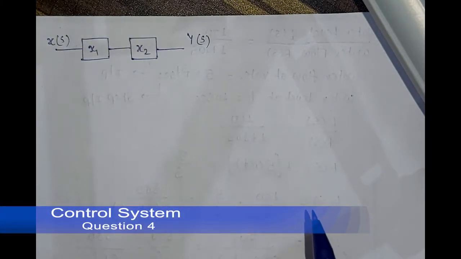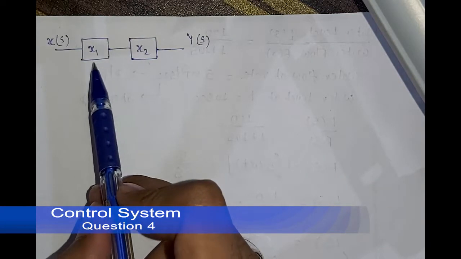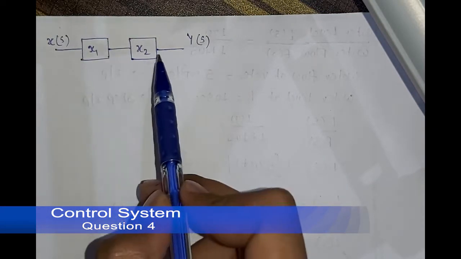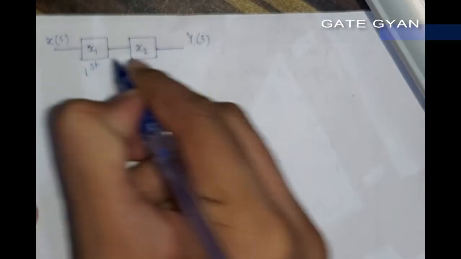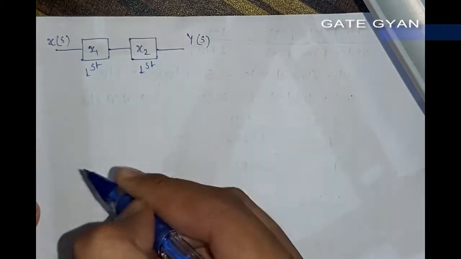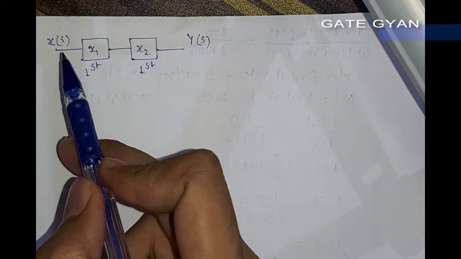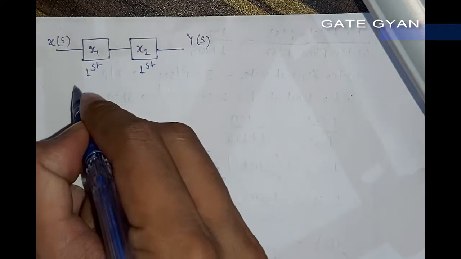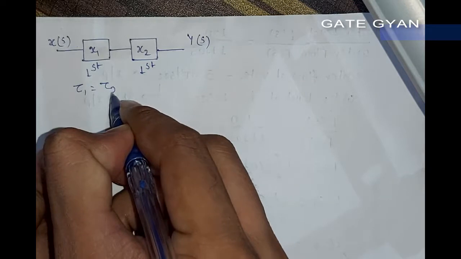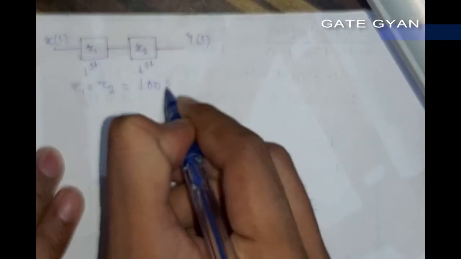In this problem, there are two tanks which are cascaded. One is x1, another is x2, both are first order. The input is x of t whereas the output is y of t. We are given the time constant for both: tau 1 equals tau 2 equals 100 seconds.